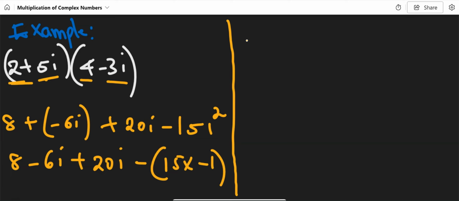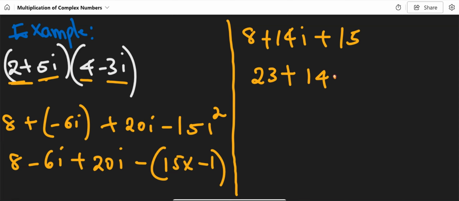So we proceed and say this is 8, then negative 6i plus 20i, that is positive 14, so plus 14i, and then negative 15 multiplied by negative 1, that is positive 15. So this is 8 and 15, that is 23, plus 14i. So this is the solution to the question.